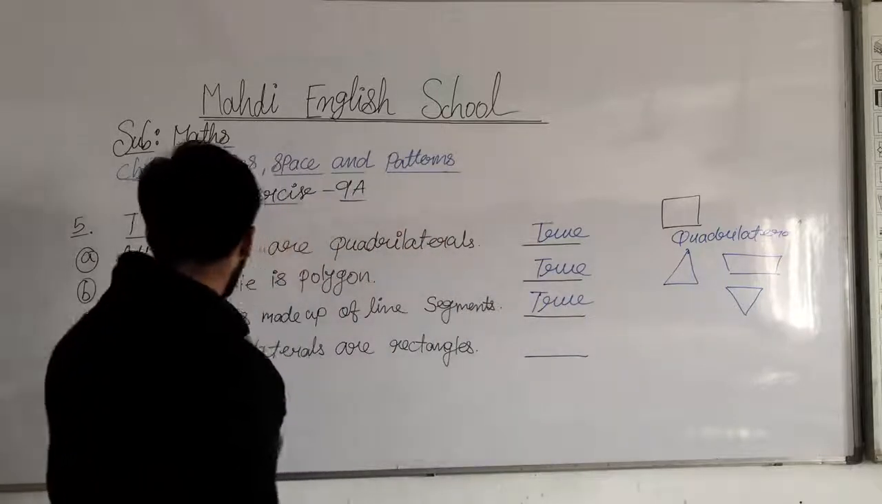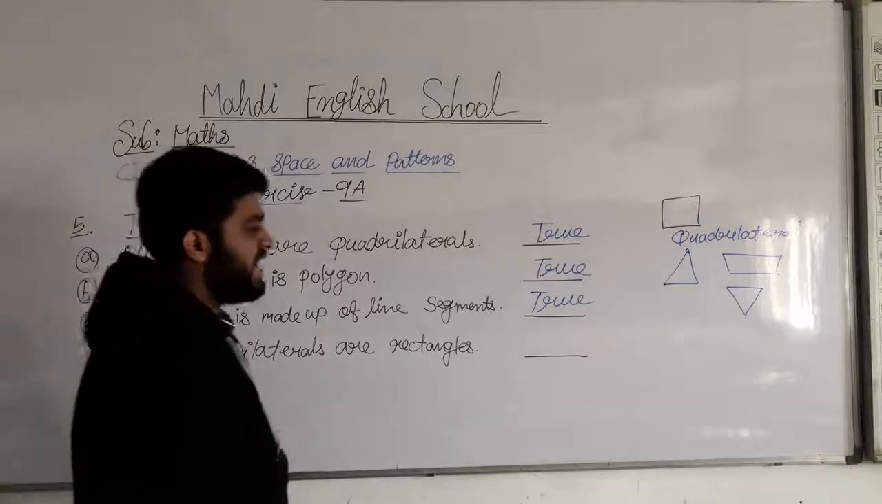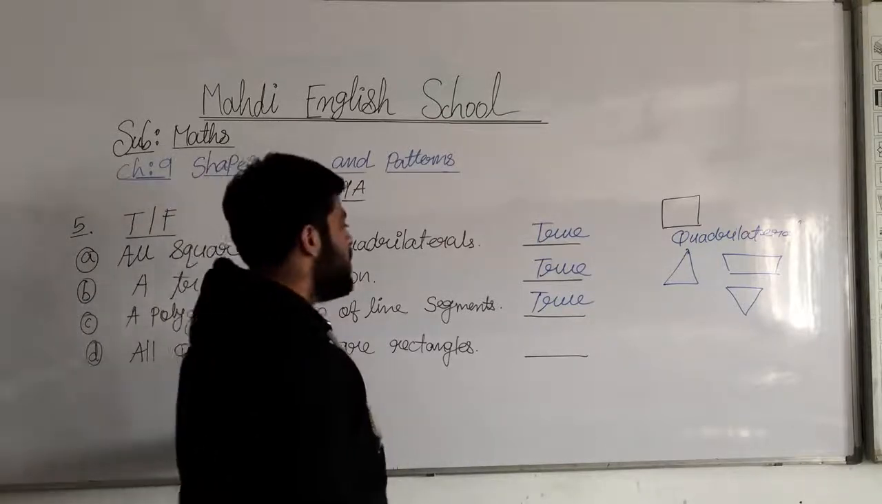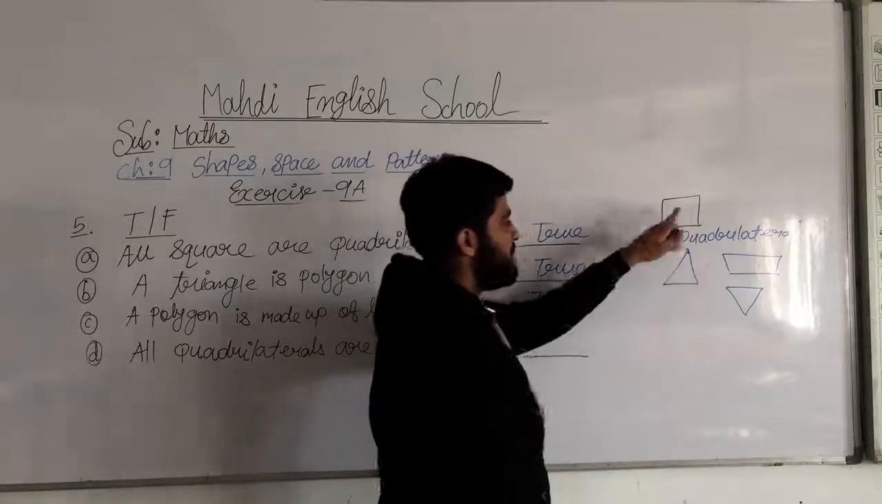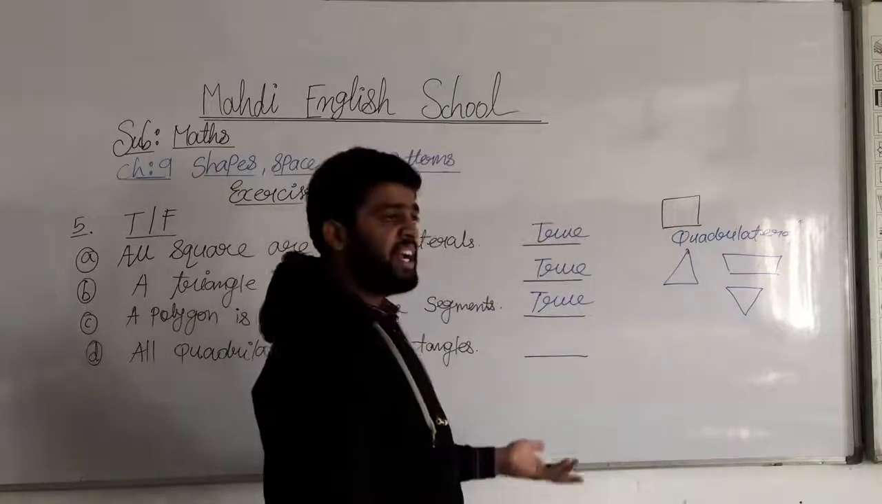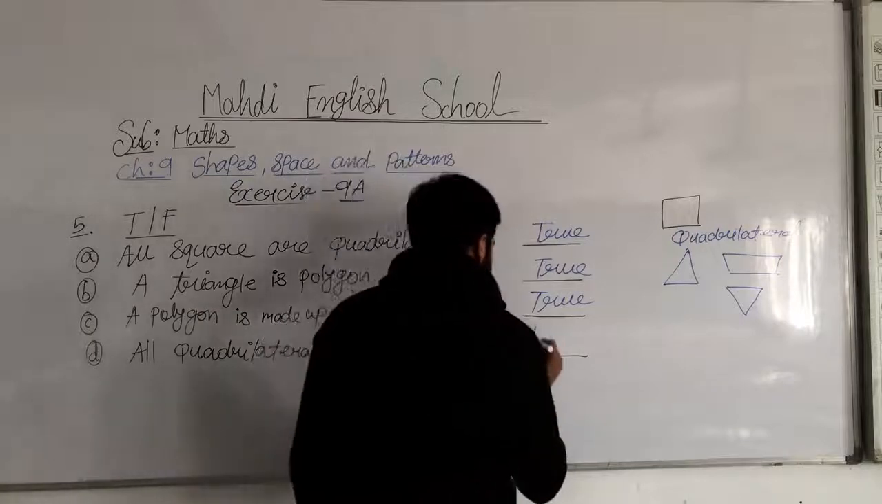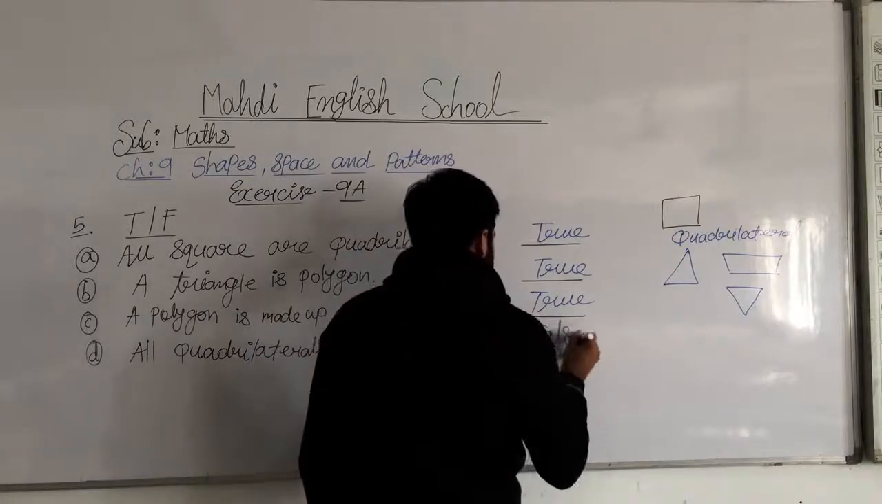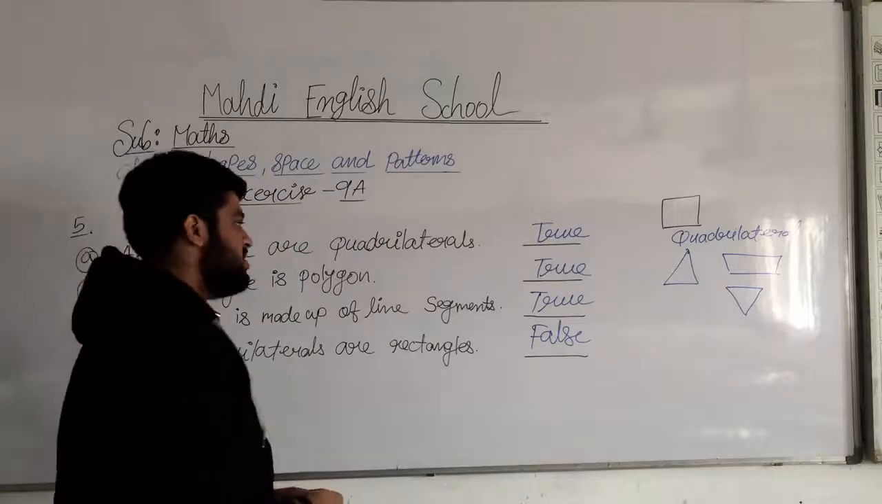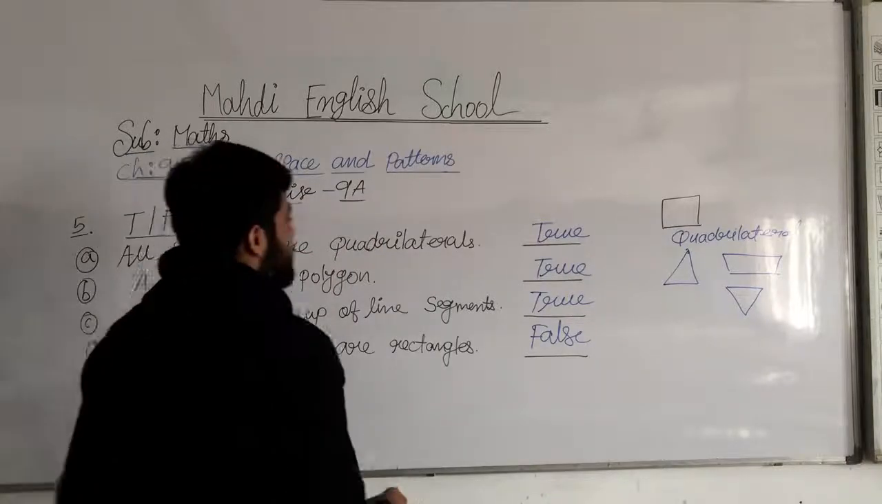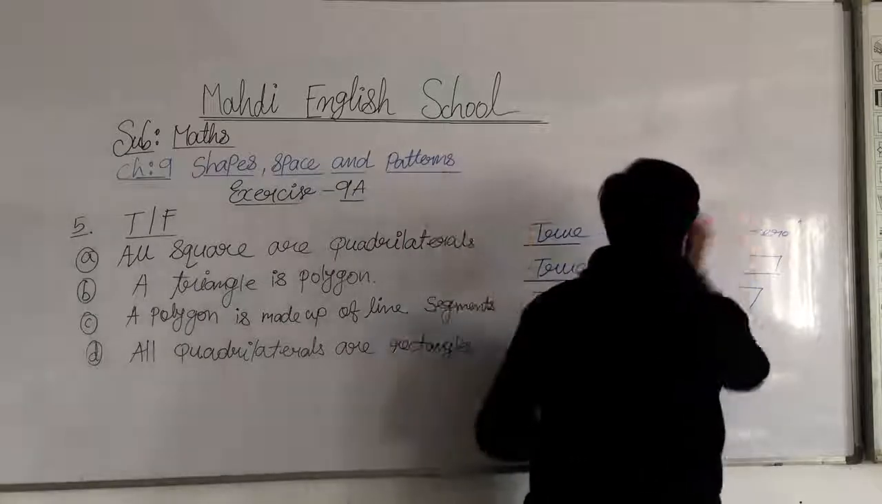Then all quadrilaterals are rectangles. Quadrilaterals means four sides. So it has four sides, but it can be shaped as a square, not a rectangle. So it's false, my dear students. All quadrilaterals are not rectangles. Understood? This is your question. I hope you all have understood.